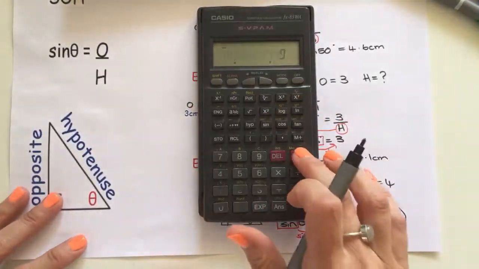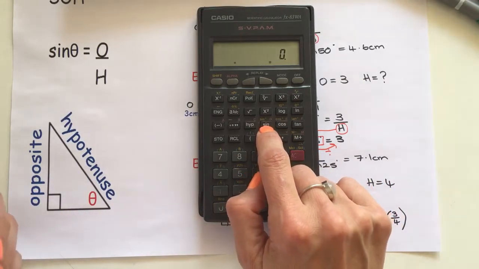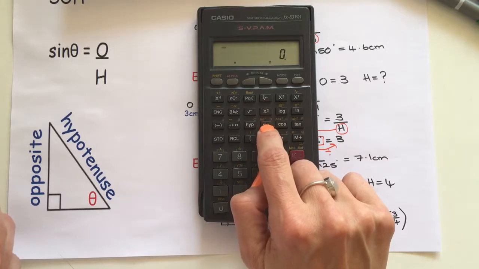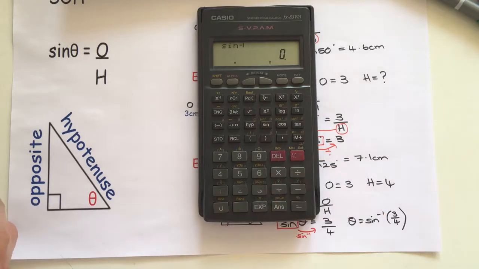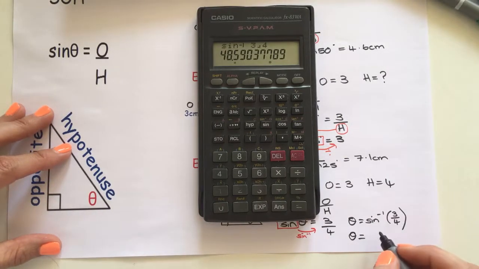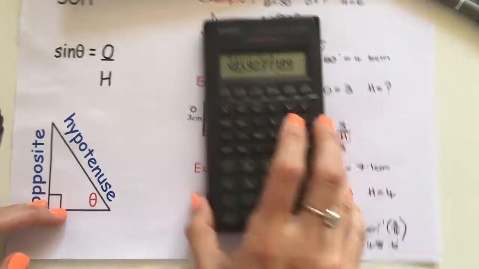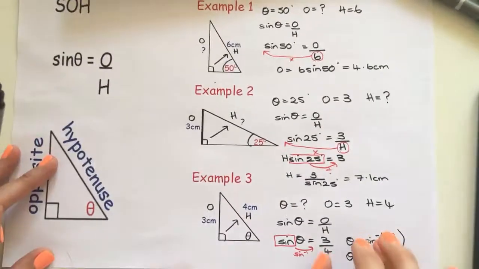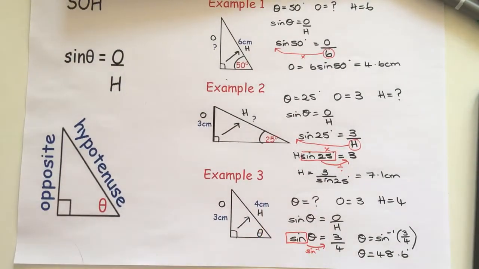Now, on our calculator, if we look at the sin button, above it in yellow is sin to the minus 1, so the inverse of sin. To do that, we press shift and then the sin button, and then put in 3/4. That will give us our angle of 48.6 degrees to 1 decimal place. So they are the 3 different types that they could give you that involve an angle, O and H, and the 3 different methods to use to find what you require.